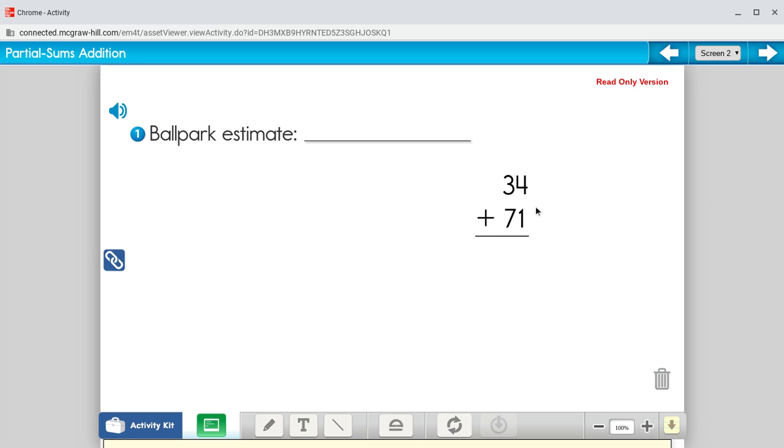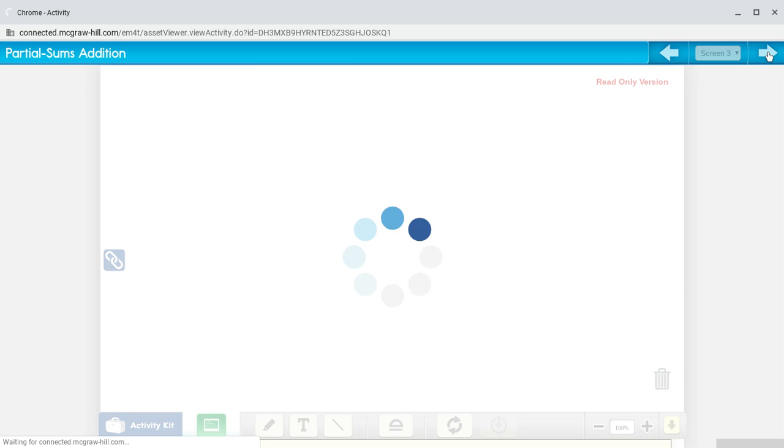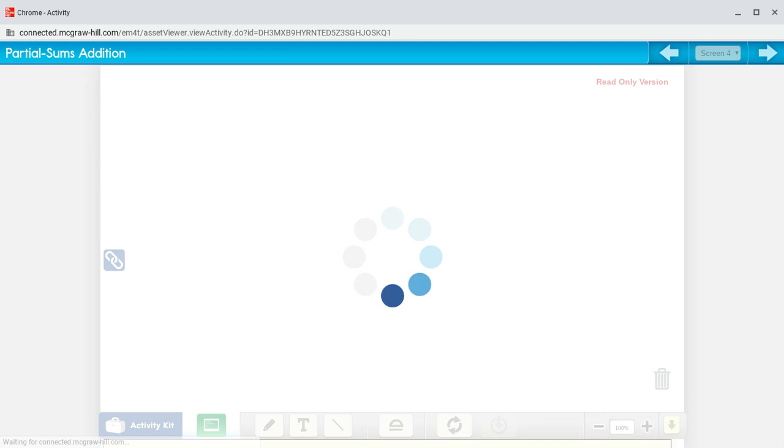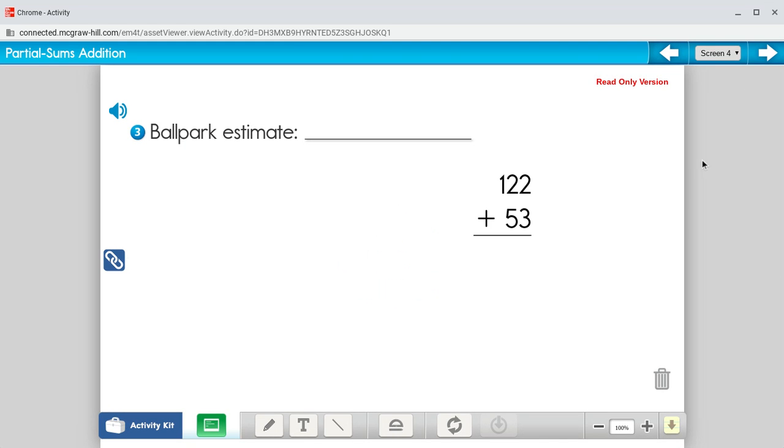So on your paper, go ahead and write 34 plus 71. Leave some space to work. Write the next one, which is 136 plus 157. And you're going to do the last one, only 3 of them, I believe, 122 plus 53. All right, so you can go ahead and pause. I'm going to get those answers all set for you, and we'll be back.